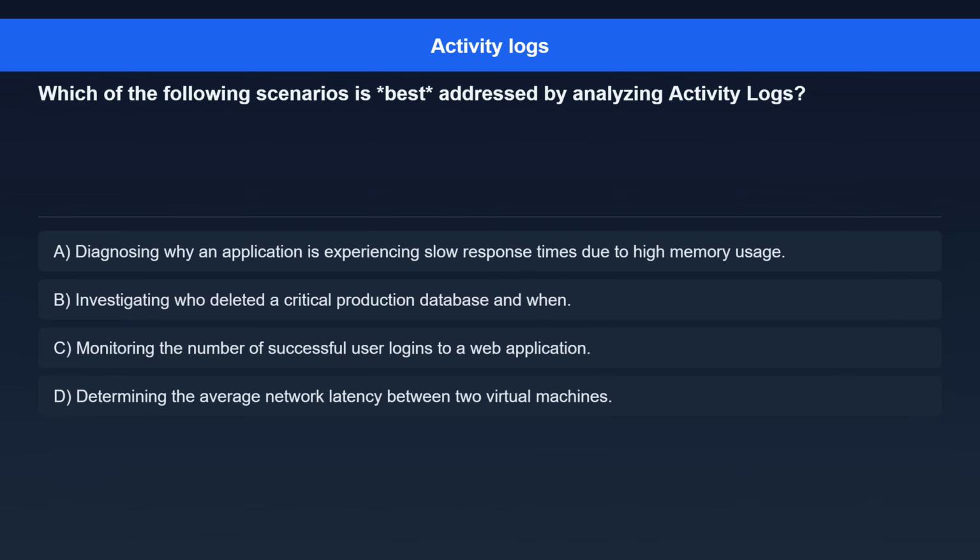Question 3. Which of the following scenarios is best addressed by analyzing activity logs? Option A. Diagnosing why an application is experiencing slow response times due to high memory usage. Option B. Investigating who deleted a critical production database and when. Option C. Monitoring the number of successful user logins to a web application. Option D. Determining the average network latency between two virtual machines.